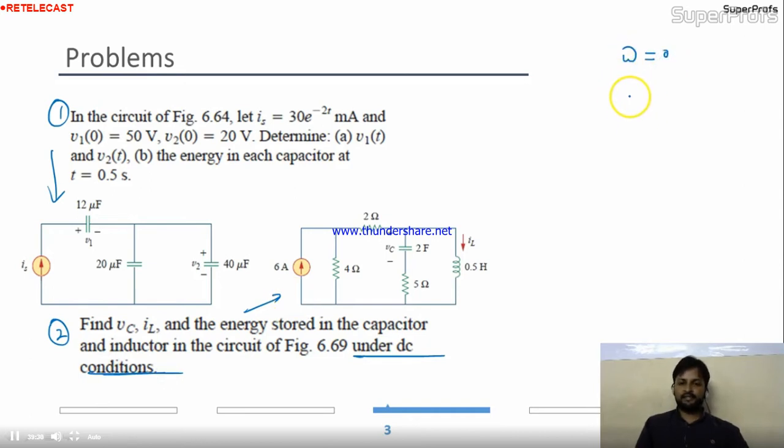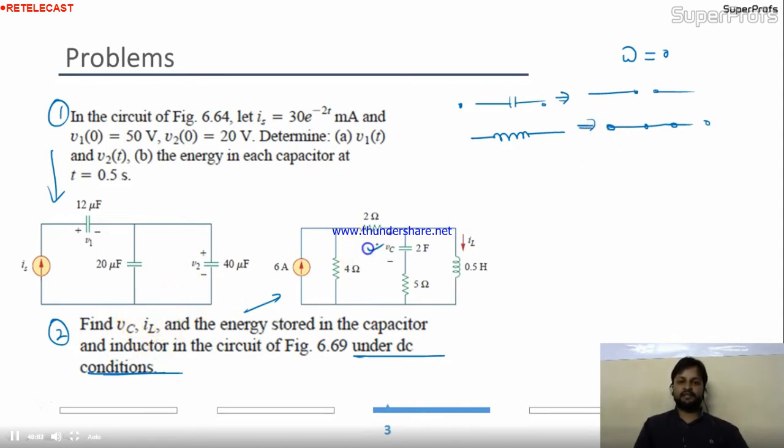For the DC condition, I told you the capacitor behaves like an open circuit. The inductor behaves like a short circuit. So wherever you have an inductor in the circuit, you can replace it by a short circuit, and wherever you have capacitors, you can replace them by an open circuit. So in this entire circuit, we can do these things. And the question is, find the VC.